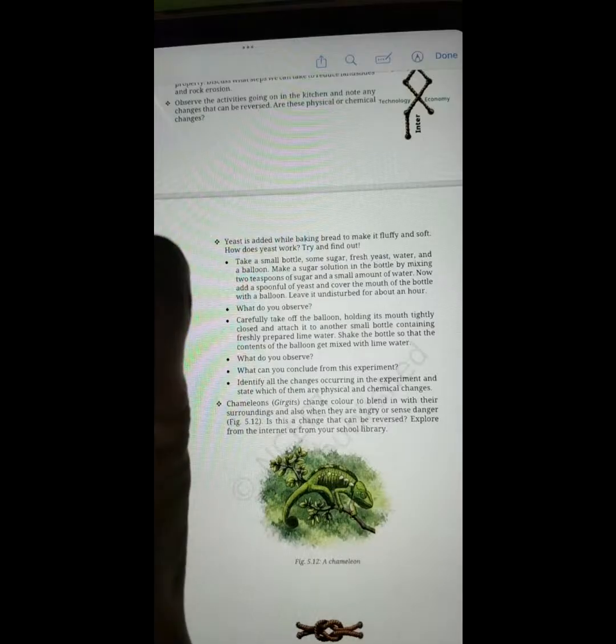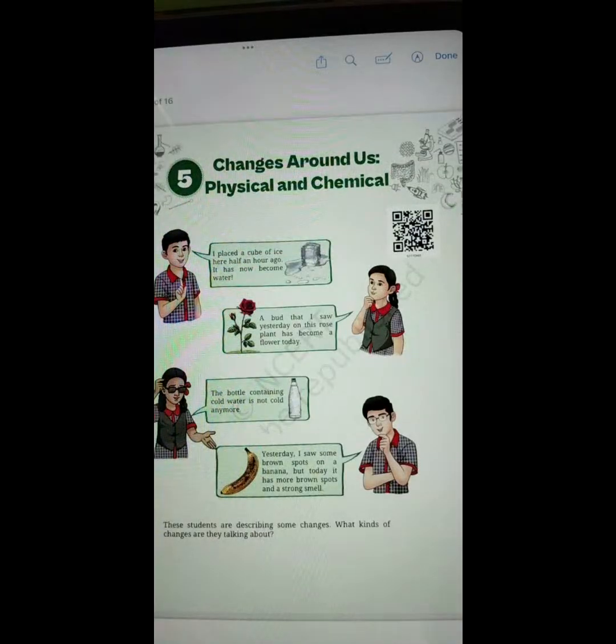So, with this, students, I am done with the reading of chapter 5, Changes Around Us, Physical and Chemical.